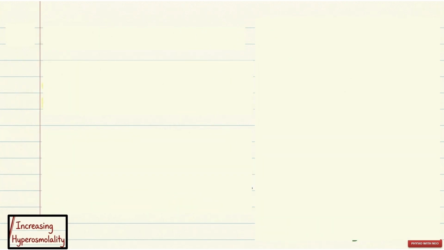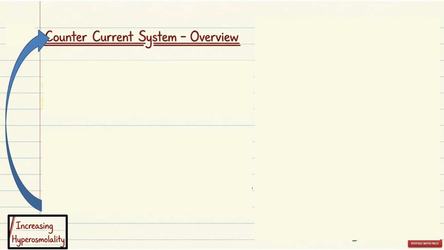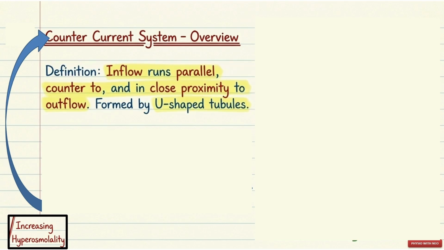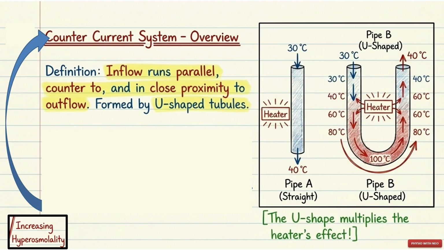Now let's see how this increasing hyperosmolality of the medulla is achieved. It is mainly done by the countercurrent system. What is it? It is mainly the inflow which runs parallel to, opposite to, and in close proximity to the outflow. That is, it is mainly formed by U-shaped tubules. You can draw this diagram showing the straight tubule and U-shaped tubule, and how the U-shape multiplies the effect.